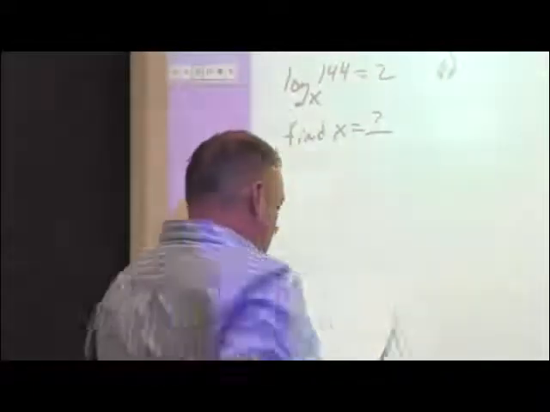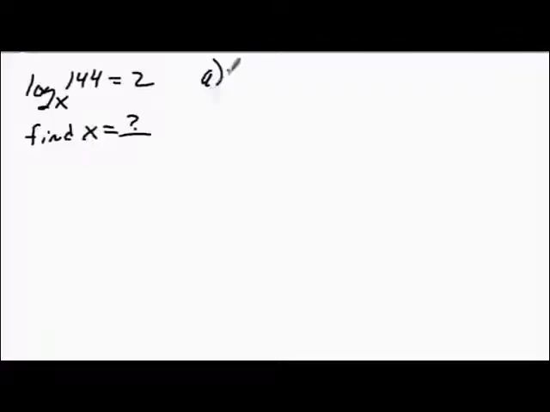Say A, I'm going to give you a choice of 2, B, 6, C, 12, D, 36, and E, 72.